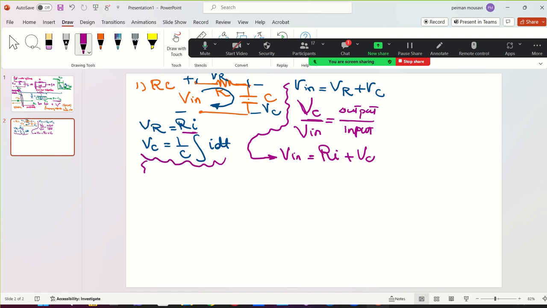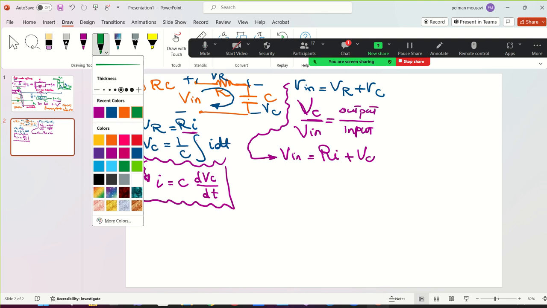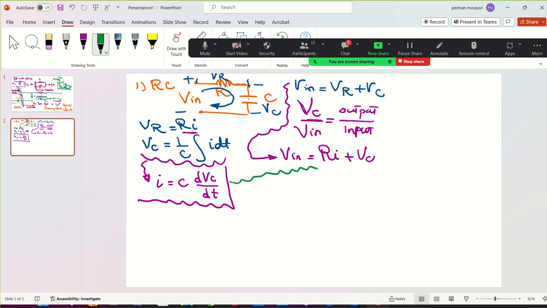Inverse of this from high school is this. I equals to C dVc over dt. I bet you have seen this in physics for capacitor. If you didn't see, it's very simple like that, just inverse. Inverse of the integral is derivative. I moved C here and then I integrated both sides. What I'm gonna do, simple like this. I'm gonna replace this I here. So you're gonna have Vin is equal to RC dVc over dt plus Vc.